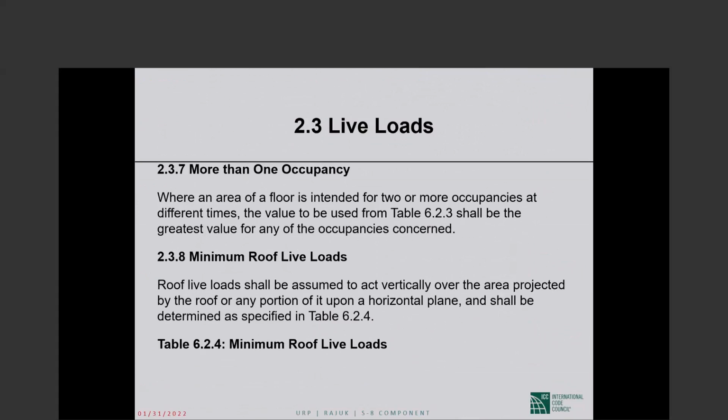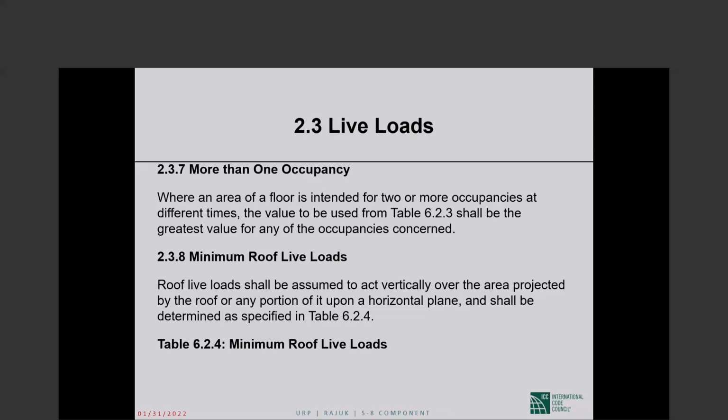Okay, more than one occupancy. When an area of a floor is intended for two or more occupancies at different times, okay? During the day, it's one thing. During the night, it is another thing. Okay, during the night you sleep. During the day, maybe people come in and you hold classes or whatever. The value to be used from the table shall be the greatest value for any of the occupancies concerned. That makes sense.